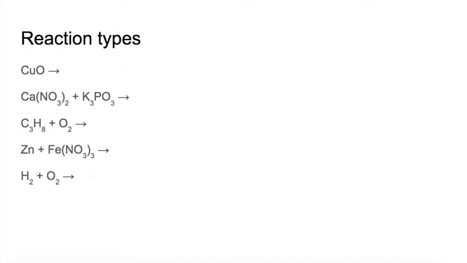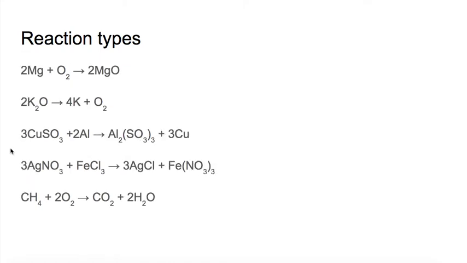Now when we predict products, actually I'm going to go back to this just for a moment. Notice that these are all balanced, meaning they have those coefficients out front. But in this video, we are not going to be looking at how to balance these chemical reactions. We're going to work on how to predict the chemical formula for the product.